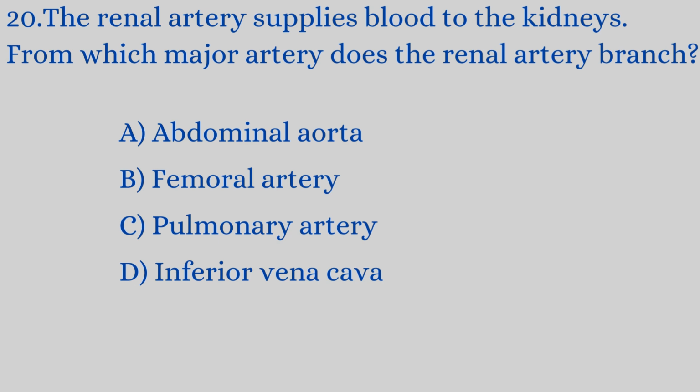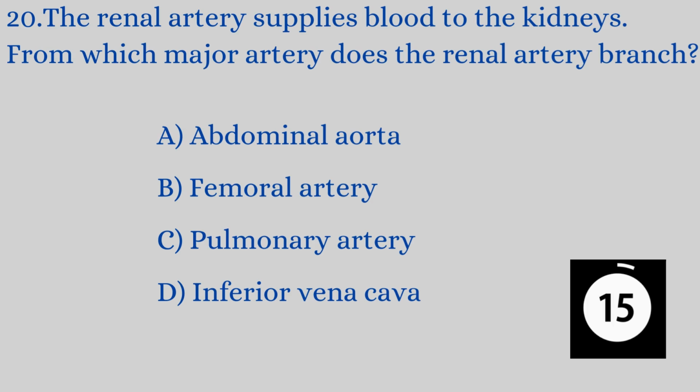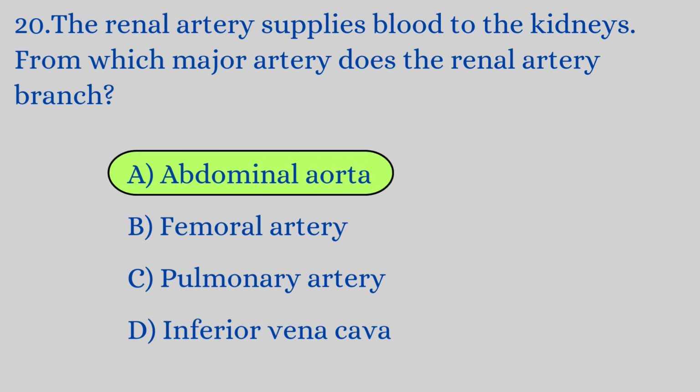20. The renal artery supplies blood to the kidneys. From which major artery does the renal artery branch? A. Abdominal aorta. B. Femoral artery. C. Pulmonary artery. D. Inferior vena cava. The answer is A. Abdominal aorta.